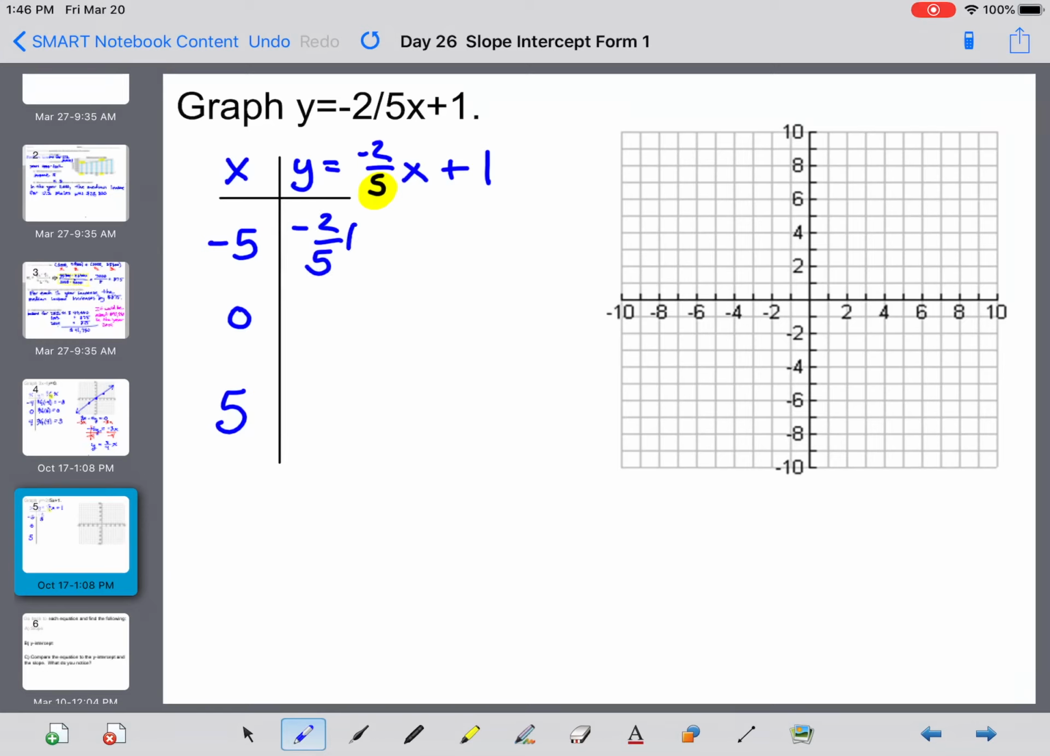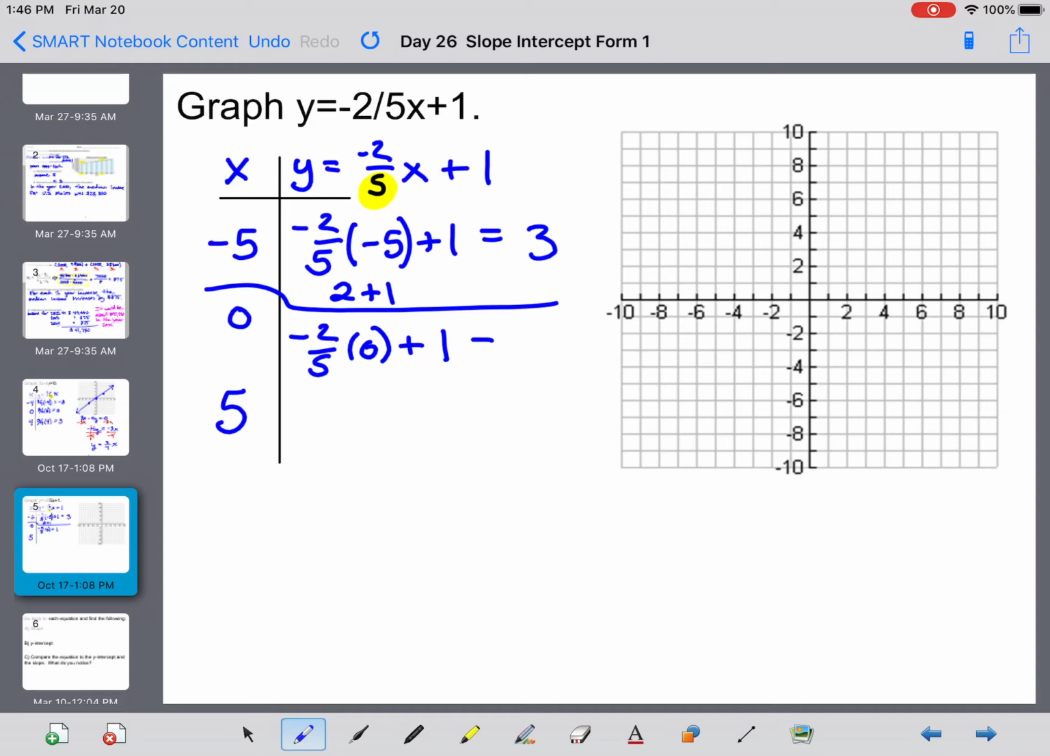I'm going to take -2/5 times -5, and I'm going to add 1, and I'm going to see what I get. So -5 divided by 5 is -1. -1 times -2 is +2. And 2 plus 1 would give me 3. Let's plug in 0. Love plugging in 0 because anything times 0 is 0, and 0 plus 1 is 1.